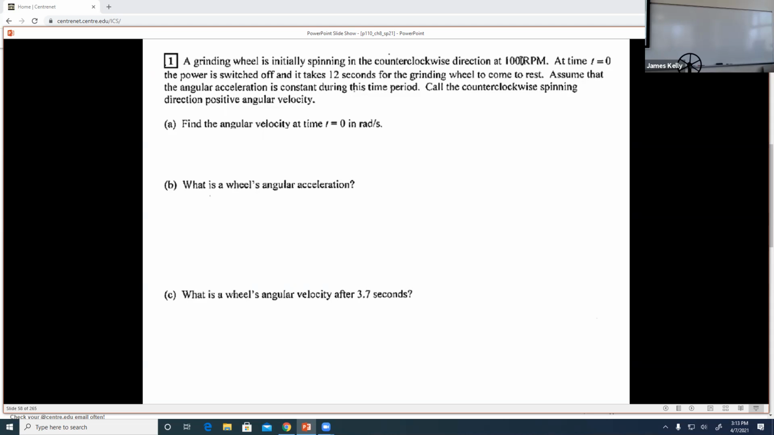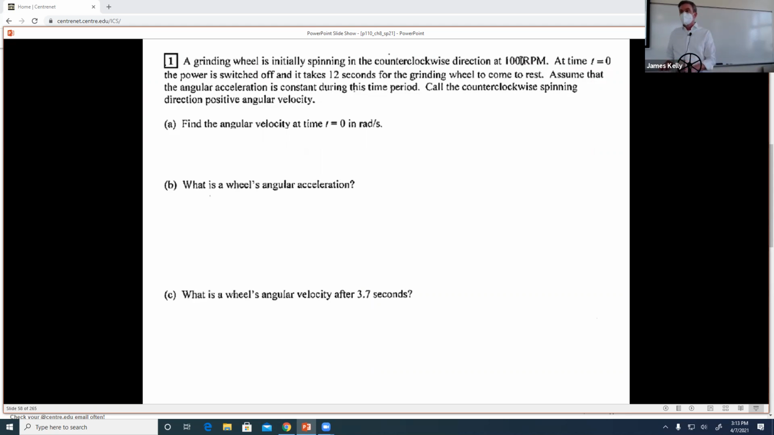So that's the kind of thing we're talking about here. So here's a grinding wheel that is initially spinning. From your point of view, it's going counterclockwise at 1,000 revolutions per minute. And we'll say at time we define to be 0, the power is switched off, and it takes 12 seconds for it to spin down to rest.